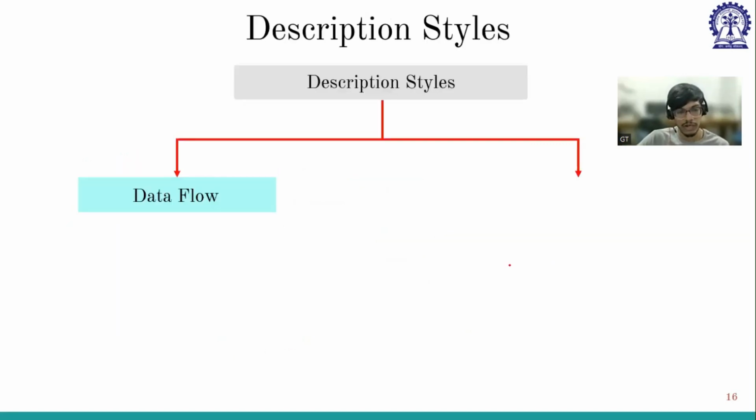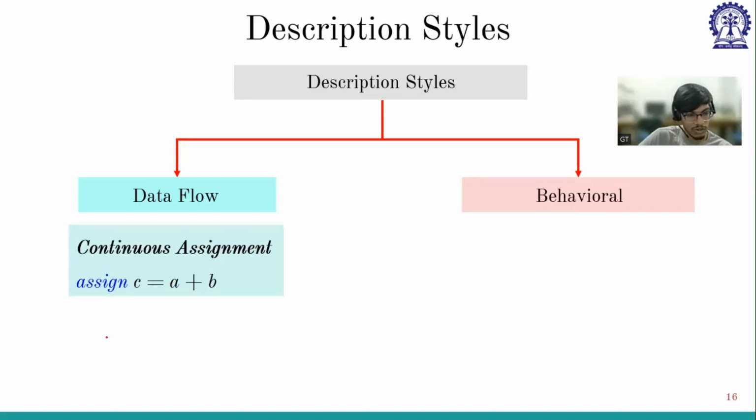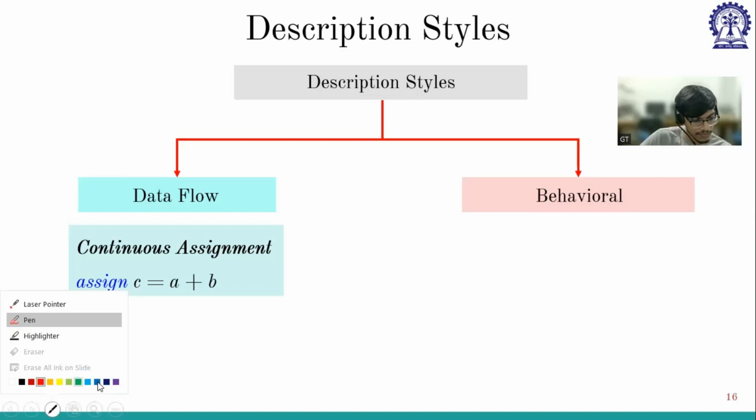Coming to the description styles. We are describing some circuit, and there are different description styles. One is data flow, which is continuous assignment. Here we will use assign.